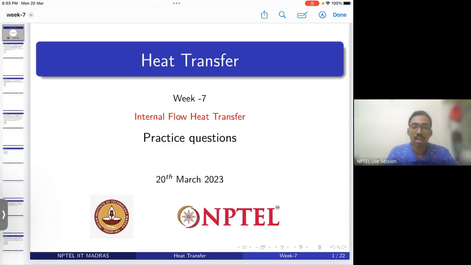We looked at aspects like constant flux boundary condition and constant temperature boundary condition, and the energy balance relationships were derived for these conditions. We also covered what a fully developed flow and a thermally developed flow are, the Nusselt number for constant heat flux and constant temperature conditions, and the correlations for different situations. Today we will start with the first question.